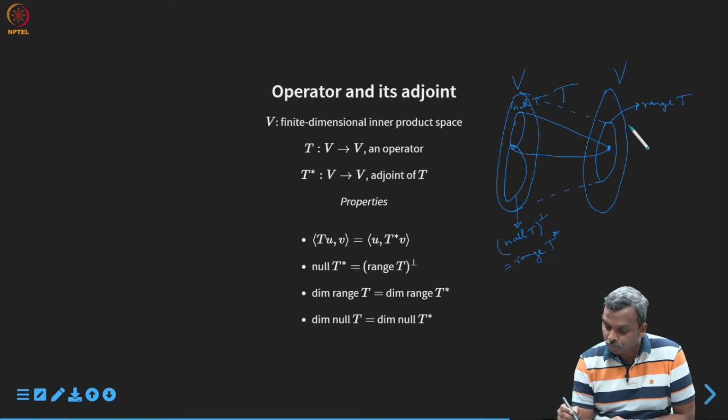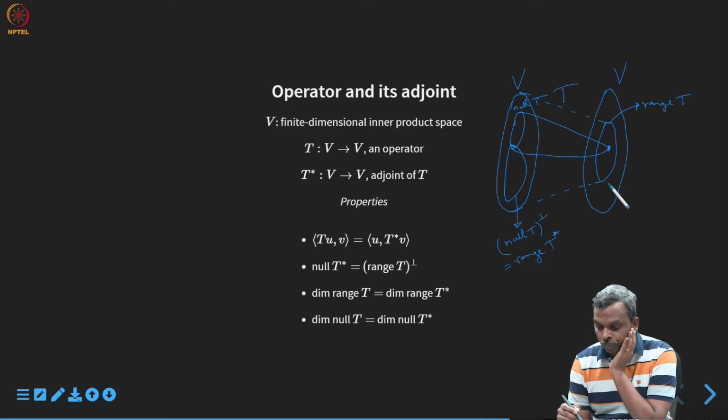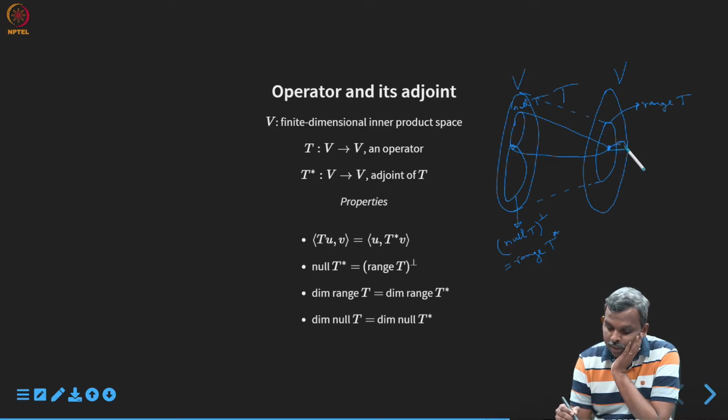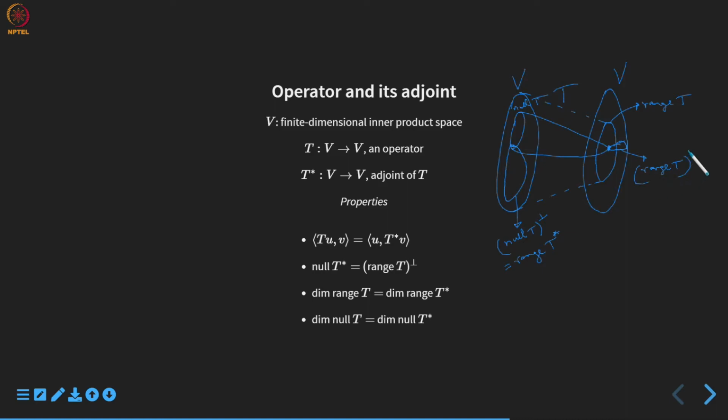Same thing here, the dual of this guy. It is sort of difficult to draw this here, so let me draw this at the end. You will have the dual here. It does not have too much intersection, but this is range T perp, and that is equal to null T star. So this is the picture that you would have. Any operator does this.